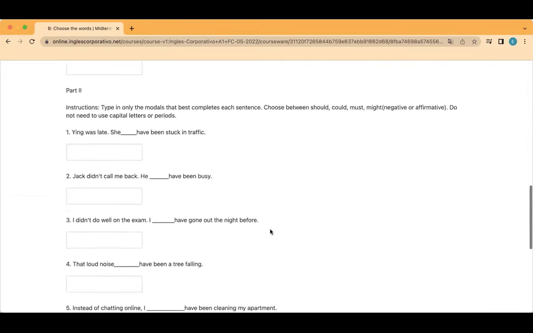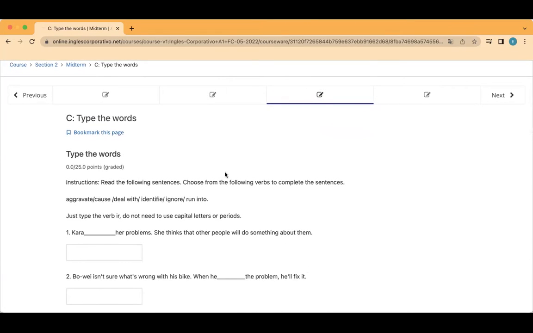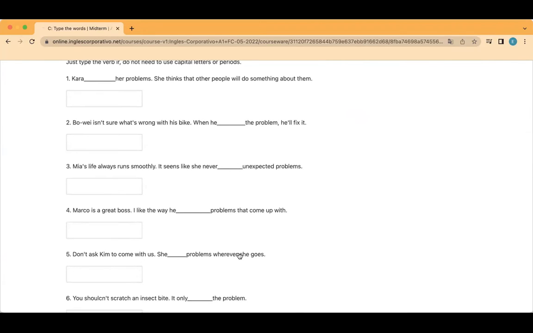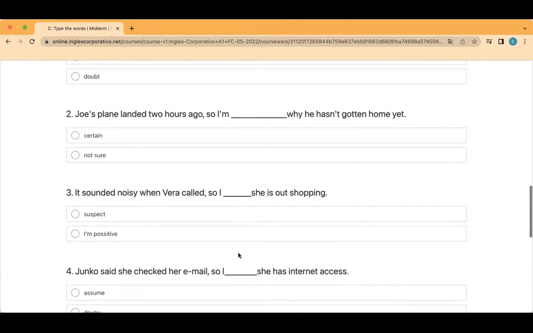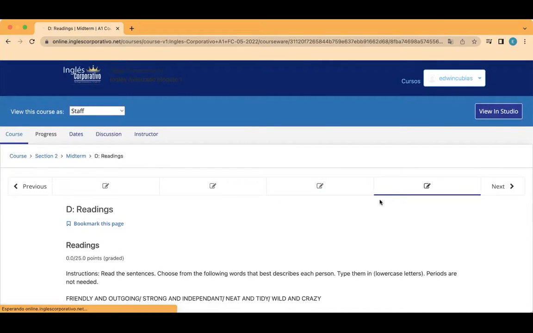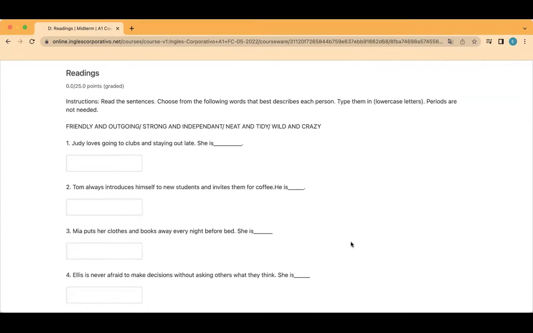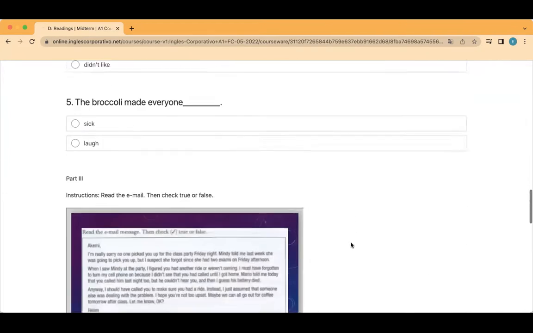I guess not. Okay, good. All right, let's go. Type part three. Type in the words. It's okay. Did you find the mistakes? Yes, all of them are okay. It's okay, teacher. All right, good. And the last one, the reading? No. Not really.